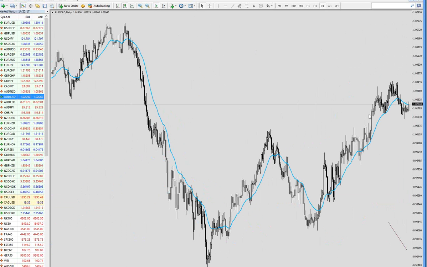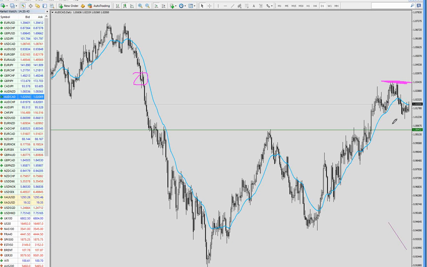Australian versus Canadian. Still, I would say we are on the way towards the parity, and it's going to be possible as long as we are below 103.45. That was the selling zone here, right?